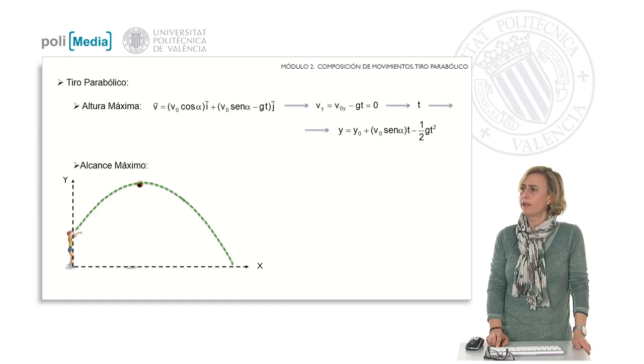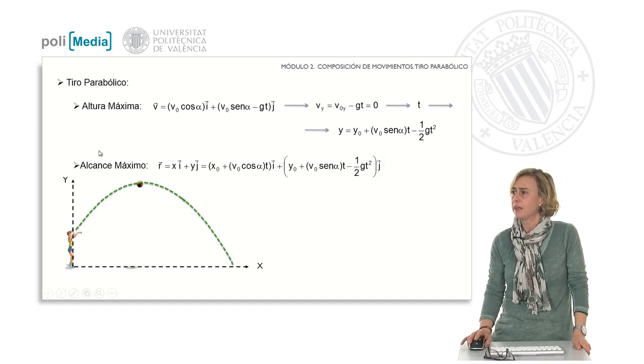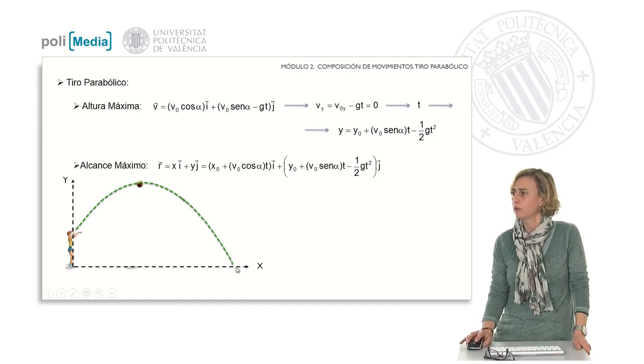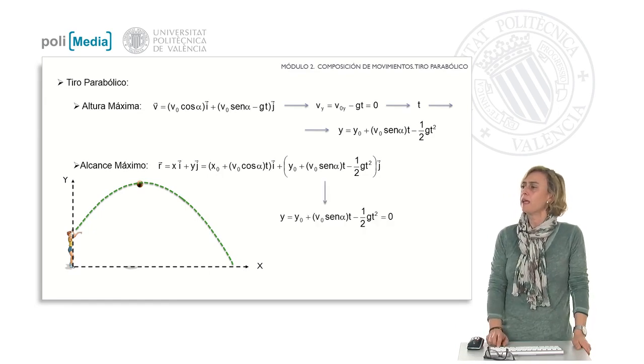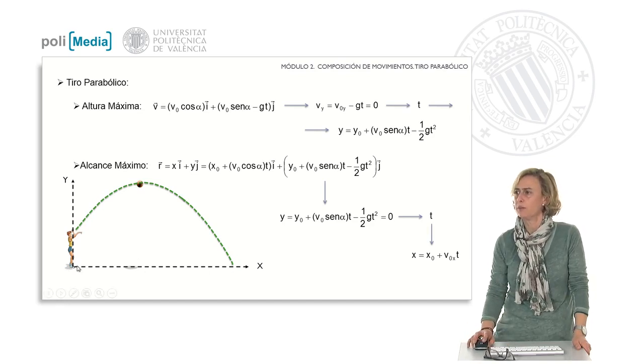To calculate the maximum range, we take into account the position. The maximum range corresponds to the condition y equal to 0, since we will be at that point. We calculate from there the time, and we substitute in the expression of x, with which we will obtain what is the maximum range.